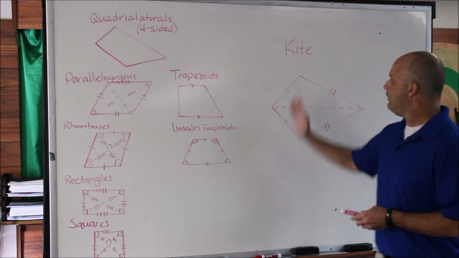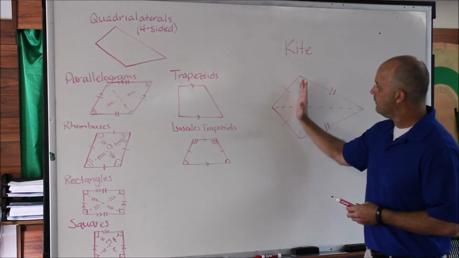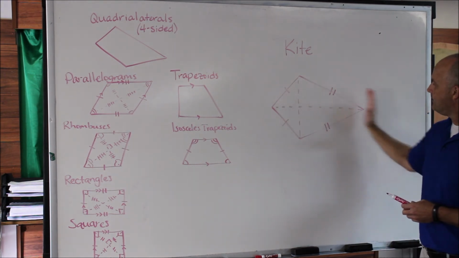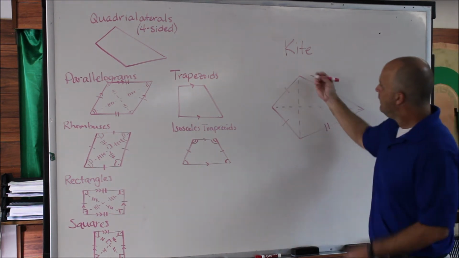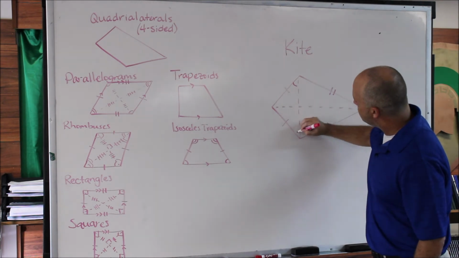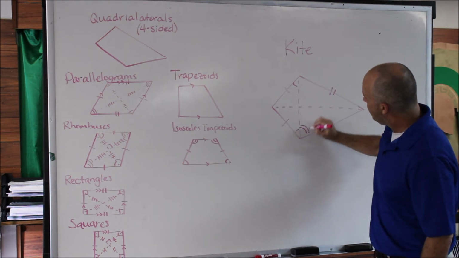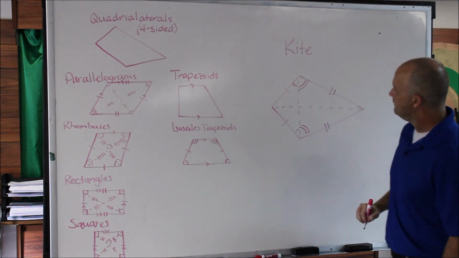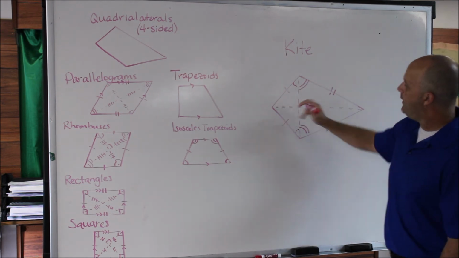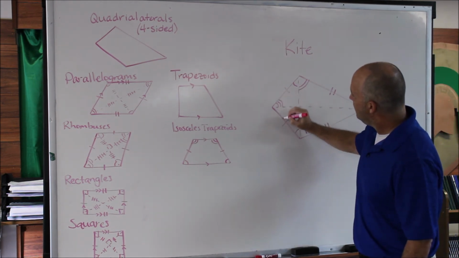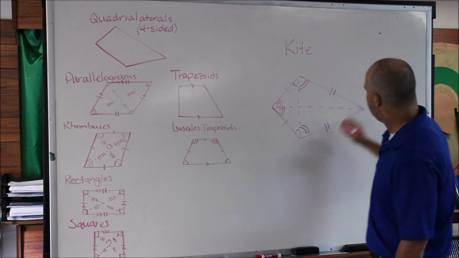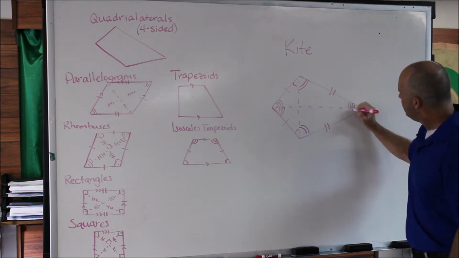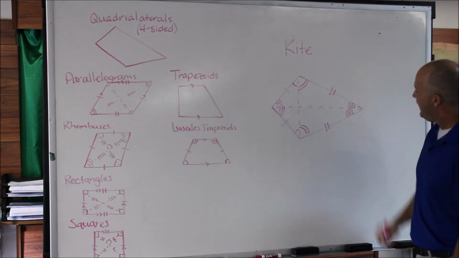Now what that's going to do is create an isosceles triangle on the left side and an isosceles triangle on the right side. So we know that this angle is congruent to this angle, and this angle is congruent to this angle. We also know that this angle here is going to be congruent to this angle, and this angle down here is going to be congruent to that angle there.